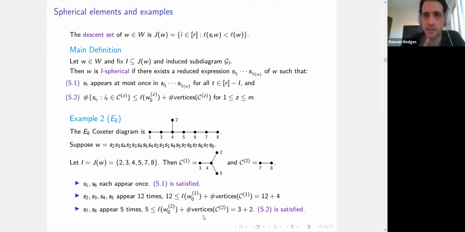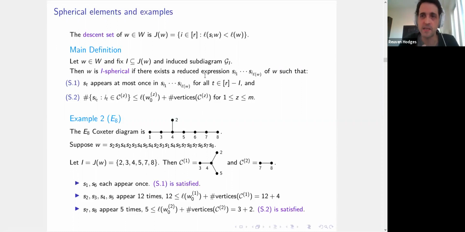Now, there's a couple things to say at this point. I sort of chose the reduced word in such a way that this would work out. If I'd chosen different reduced words for W, this might not have worked out. But the whole point is, right, there exists a reduced expression. So you need to only find a single reduced expression that satisfies both of these conditions at the same time, okay? All right, so that is the main definition, the main combinatorial definition at least.